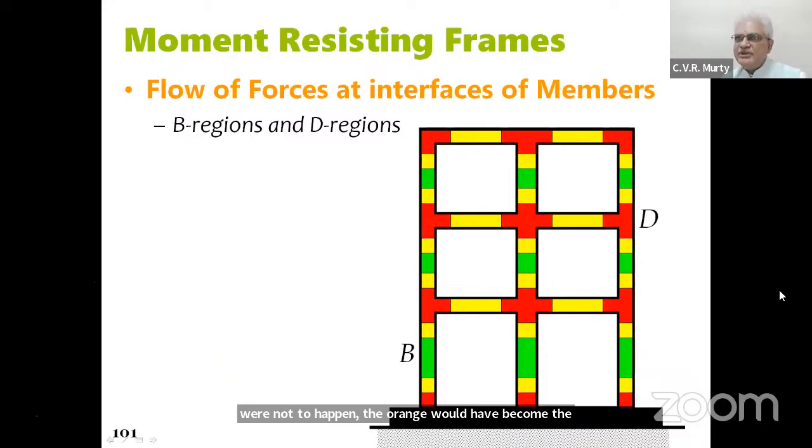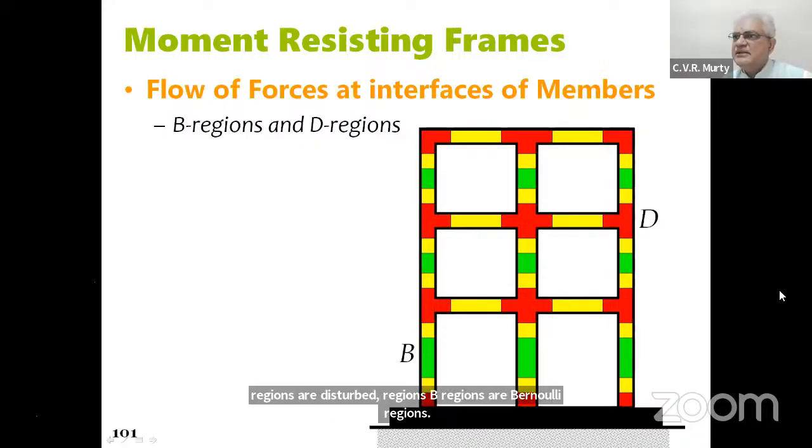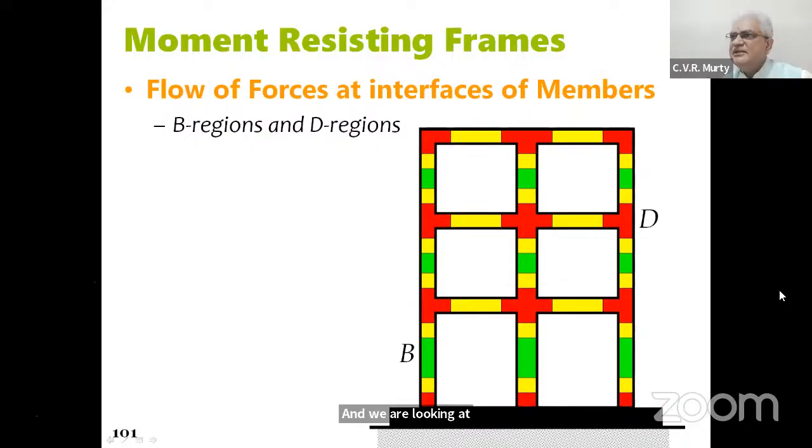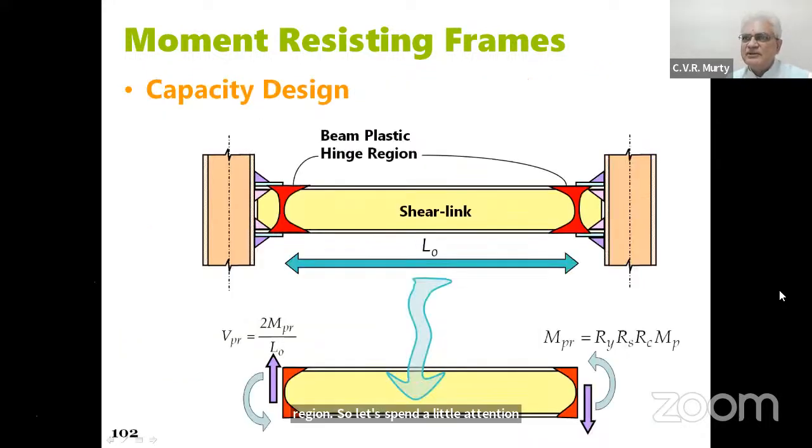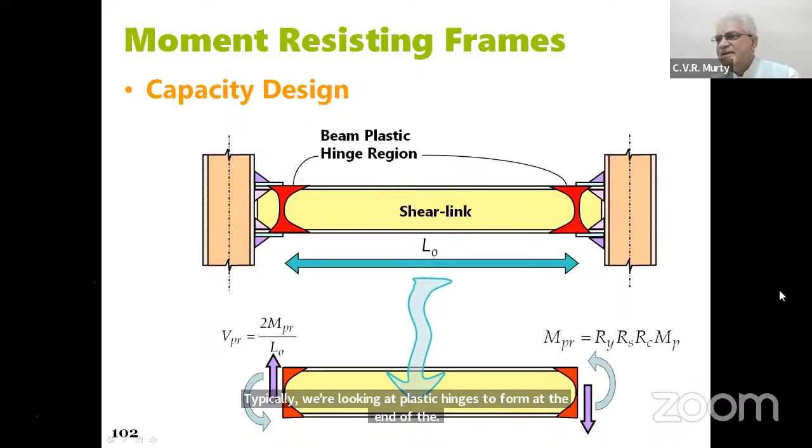Now, one important point when we talk about connections is the D regions and the B regions. D regions are disturbed regions, B regions are Bernoulli regions, and we are looking at the connections in the D region. So let's spend a little attention on what happens in the D regions when you connect a beam to a column, right? Typically, we're looking at plastic hinges to form at the end of the beam. And so you will get an equilibrium shear force corresponding to plastic hinge.